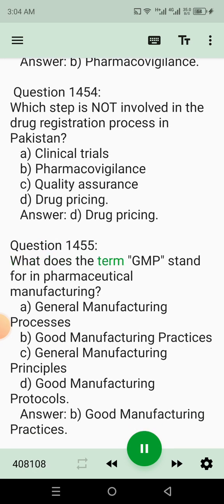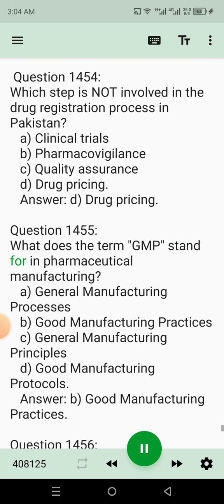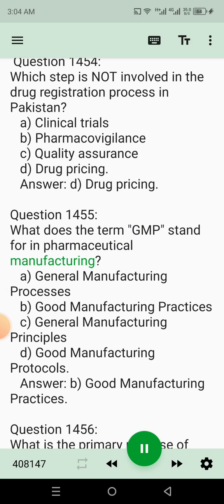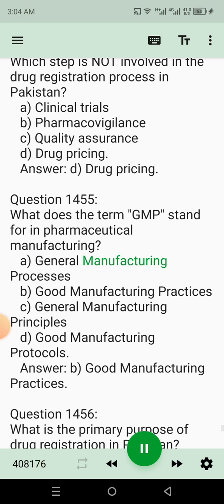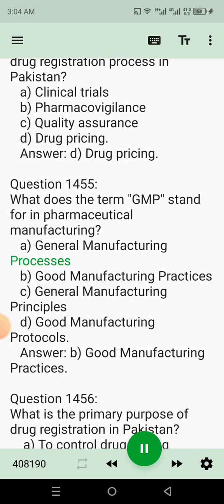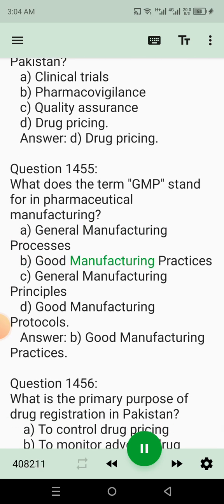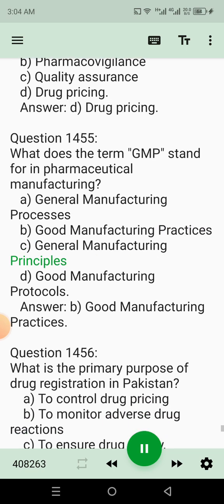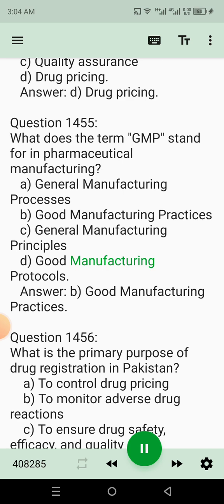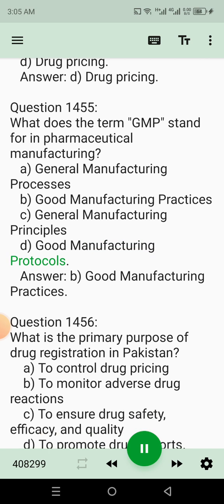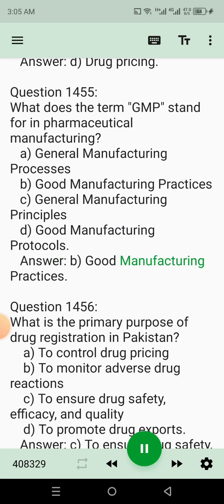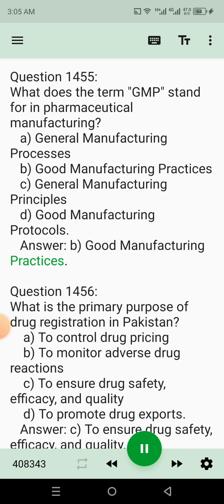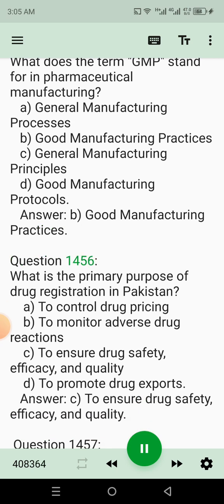Question 1455. What does the term GMP stand for in pharmaceutical manufacturing? A. General manufacturing processes. B. Good manufacturing practices. C. General manufacturing principles. D. Good manufacturing protocols. Answer. B. Good manufacturing practices.